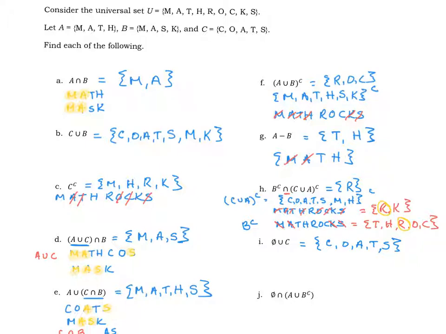Now J, I know we've always talked about the order of operations, but if we can just take a bird's eye view of this, I'm going to eventually want the intersection of the empty set and what we get here. The empty set has nothing in it, therefore it can't have anything in common with another set. So we'll end up with the empty set for our solution there.